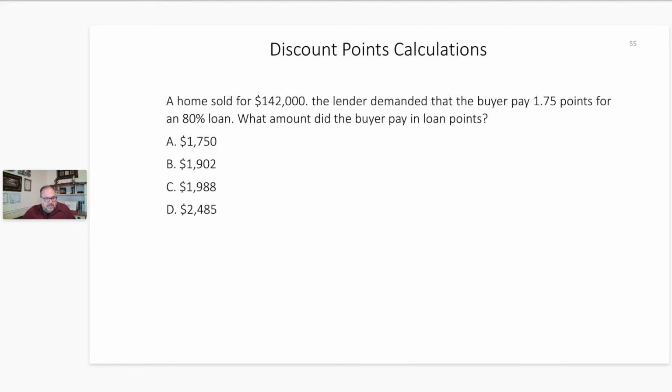Don't forget, again, this is one of these test questions where a home sold for 142. Typically, many people will go straight to 142 times 1.75, and they'll have that answer down, which is 2485. It's like the lead-based paint question we just read. They look at that as the price times the amount of points, and they don't register, I need a loan amount, not the price of the home. Why didn't they just put the loan amount in there? Because they want to see if you understand how to get the loan amount and understand the principle of points being based on the loan amount.